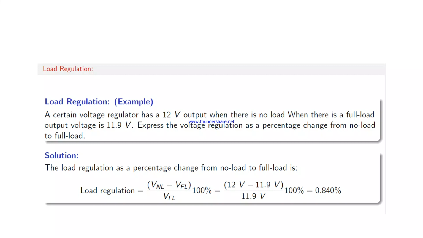The example problem statement is: a certain voltage regulator has a 12 volt output when there is no load. When there is a full load, the output voltage is 11.9 volt. Express the voltage regulation as a percentage change from no load to full load. The solution uses the formula load regulation equal to no load voltage minus full load voltage divided by full load voltage, into 100 percent. So 12 minus 11.9 divided by 11.9 into 100, which is 0.84 percent. So this is what load regulation is.